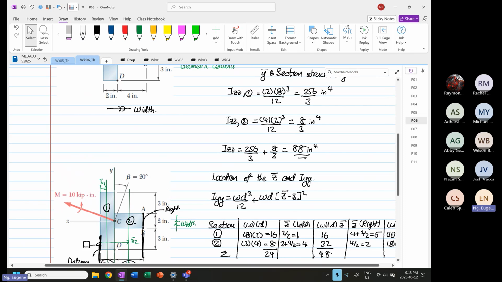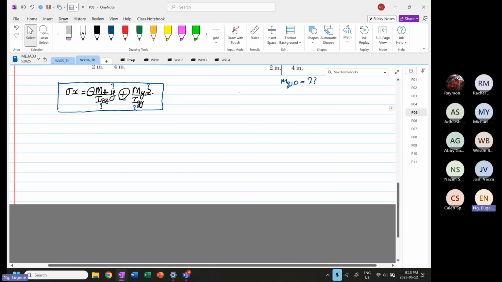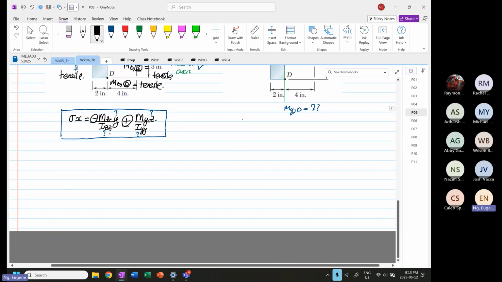So now once we go back to our formula, so we are very sure about our MZ, MY, IZZ, IYY. Next is our Y and Z. And usually students have problem identifying what is Y and Z. It's not because you don't know. It's because you need more practice. There's nothing that you don't know, you just need more practice, and you just need to know what to look for.